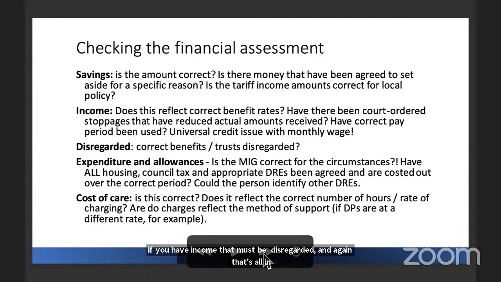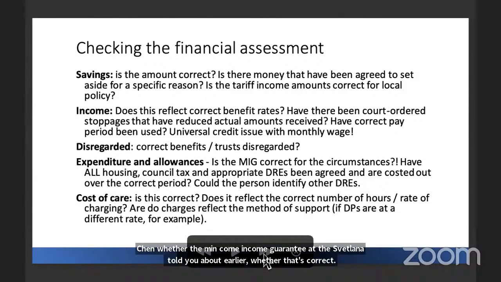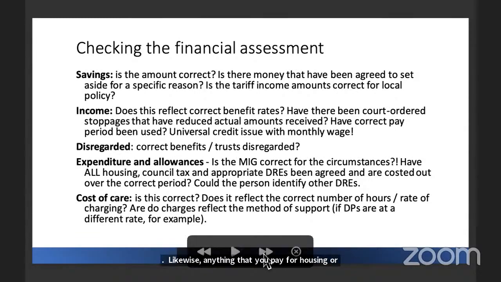the Statutory Guidance. Make sure that's all correct, and check whether the minimum income guarantee that Svetlana told you about earlier is correct. Have they made sure all of the figures on there that suit your circumstances have been included? Likewise, anything you pay for housing or council tax, and also the disability related expenses, are they correct?